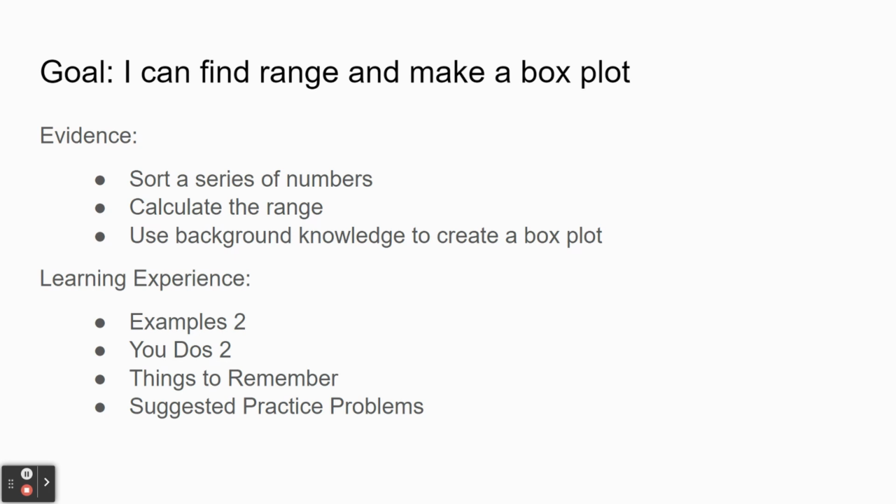Pretty much everything that you need to know in order to make a box plot, you already know how to do. It's just applying them to that specific thing. Our learning experience is there as well if you want to read it. Otherwise, we're going to move into our first example.